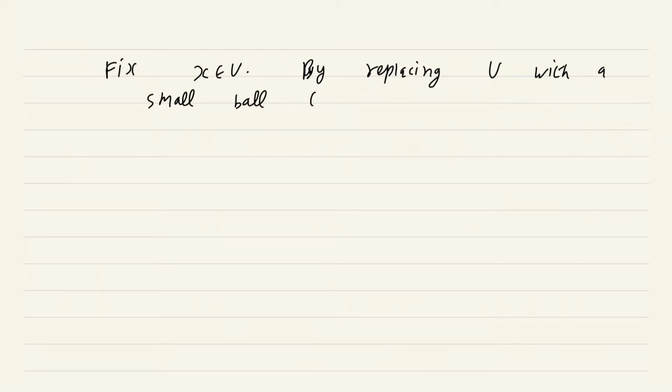Okay, let's prove this. The proof is not hard. Fix x in U. By replacing U with a small ball centered at x, we assume f is bounded on U. Differentiating a function is a local thing. The existence and the value of the derivative depends only on the value of the function near that point. So all we are going to do is replace U by a small ball centered at x, and we assume that f is bounded on U.